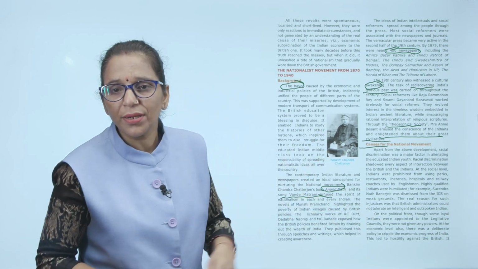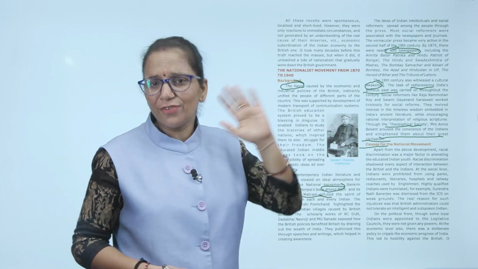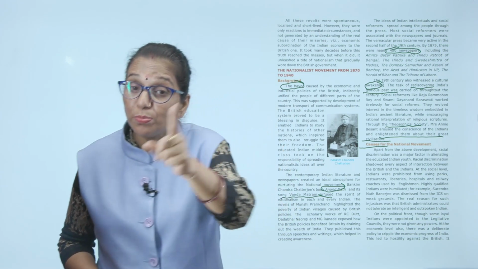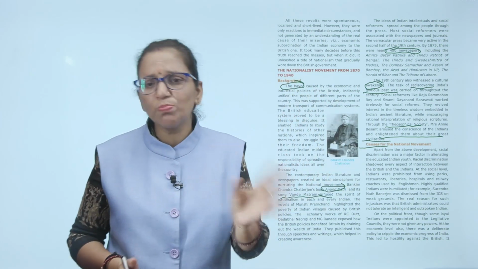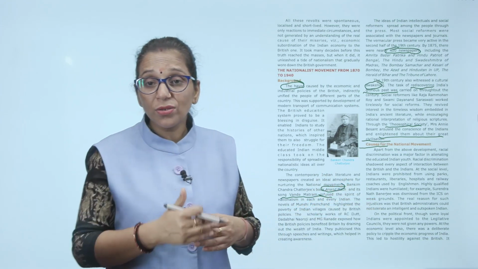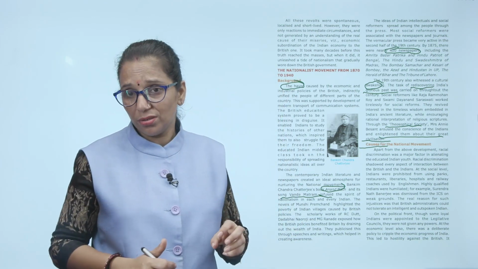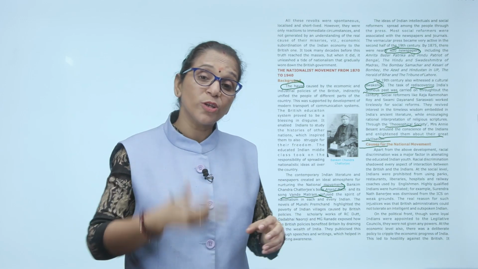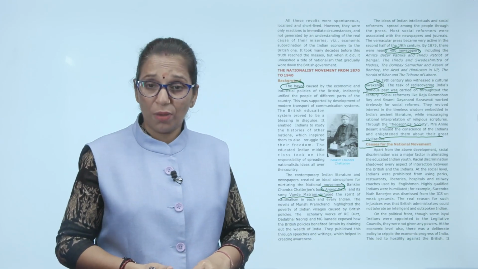On the political front, some loyal Indians were appointed to the legislative council, but they were loyal to the British only. Moreover, they were there for the name only. They were not given enough power to speak in favor of Indians. At the economic level also, there was a deliberate policy to cripple the economic progress of India. Lots of customs duties and taxes were imposed on Indian goods and services, so that they became expensive, and Indian merchants were unable to sell them in the British market.